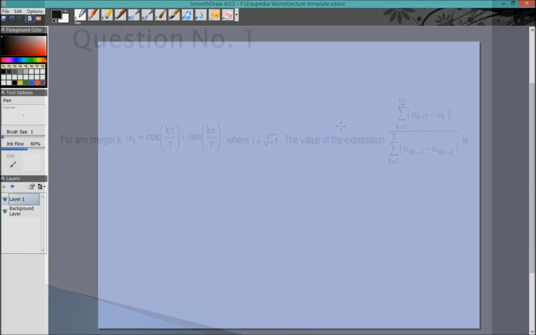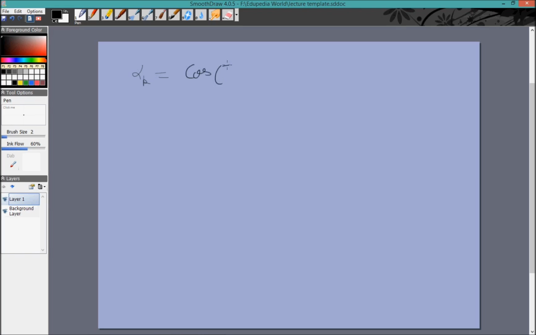The first question says that for any integer k, let alpha k equal cos of pi k by 7 plus iota sine of pi k by 7, which can also be written as e to the power iota pi k by 7.